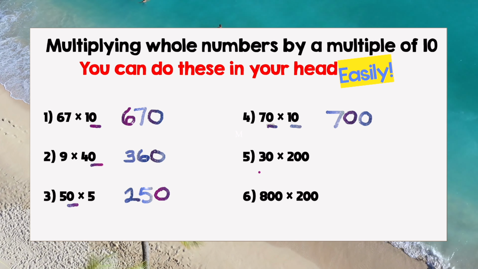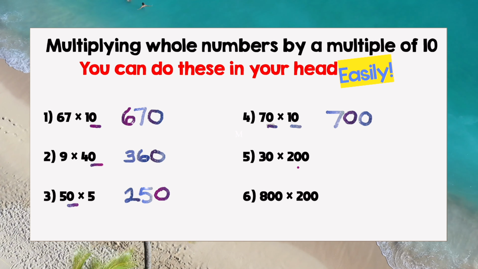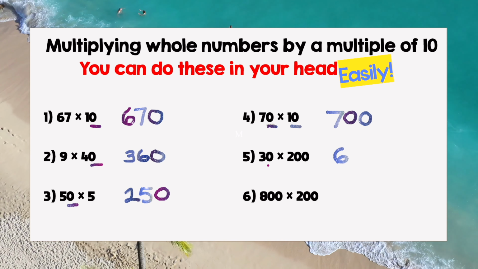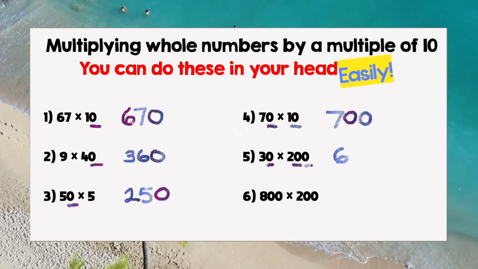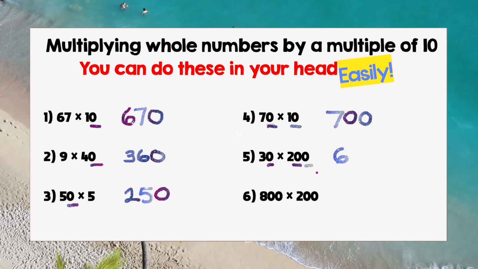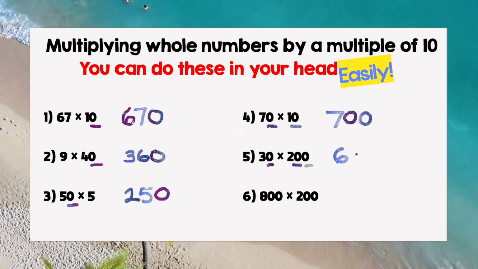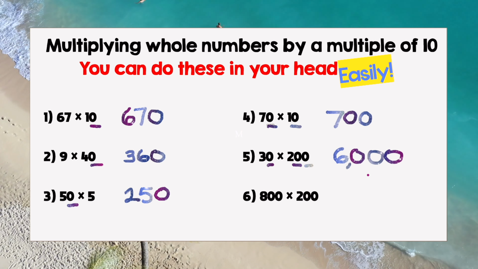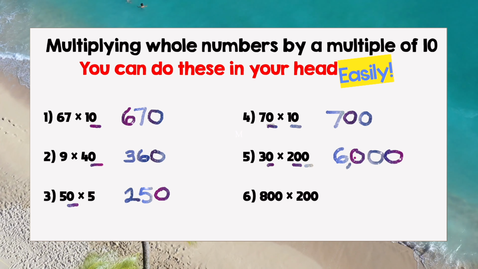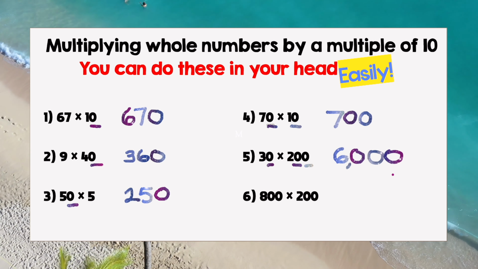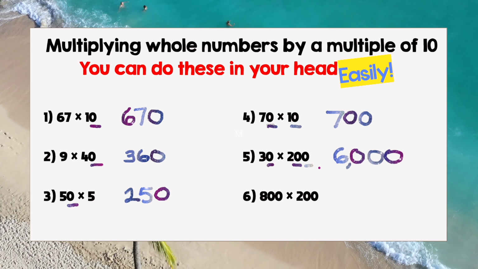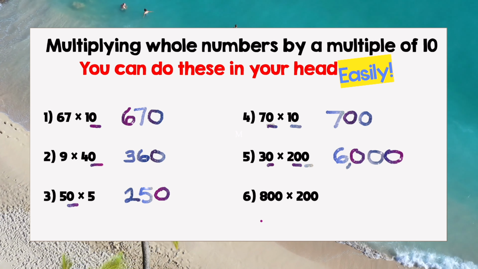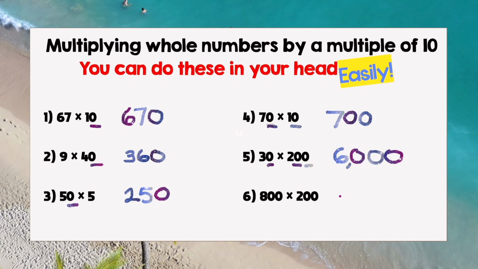And in question number 5, we've got 3 times 2. So we write 3 times 2 is 6. And then we have 1, 2, 3 zeros. It doesn't matter that there's 1 here and 2 here. Altogether there are 3 zeros. So we add 3 zeros. And then if we put the comma in from the end working backwards, we have 6,000 as our answer to 30 times 200.